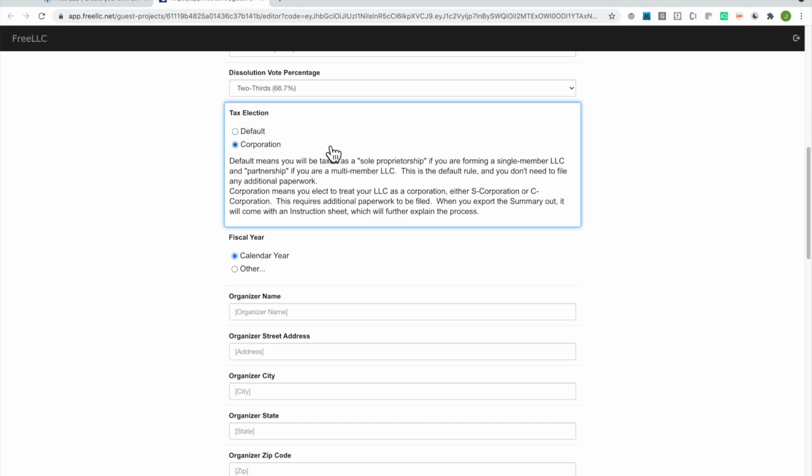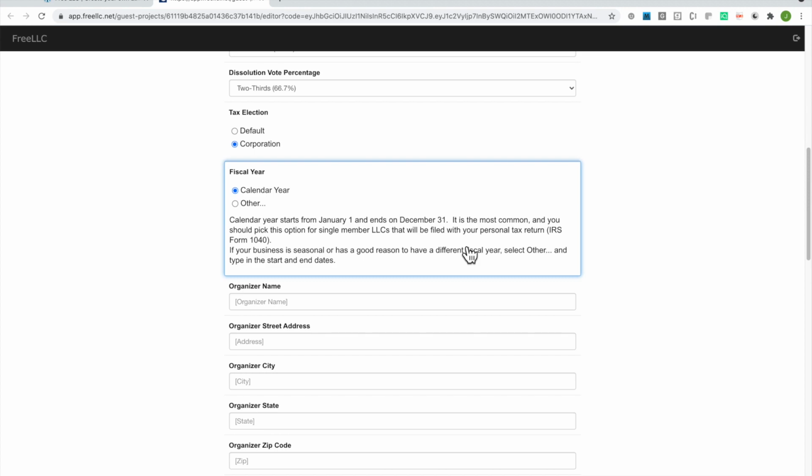You can still use this document as a starting point, but they might need to make edits, or they might ask you to use their own forms. So for fiscal year, the calendar year is the most common. I wouldn't change it unless you have a very good reason, and I'll just leave it at that.